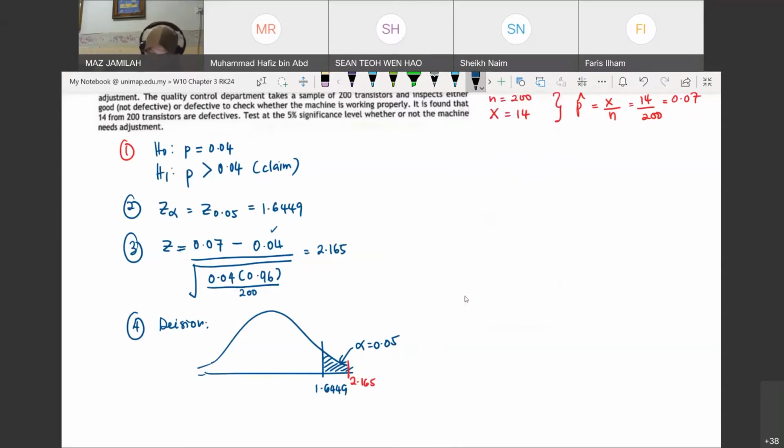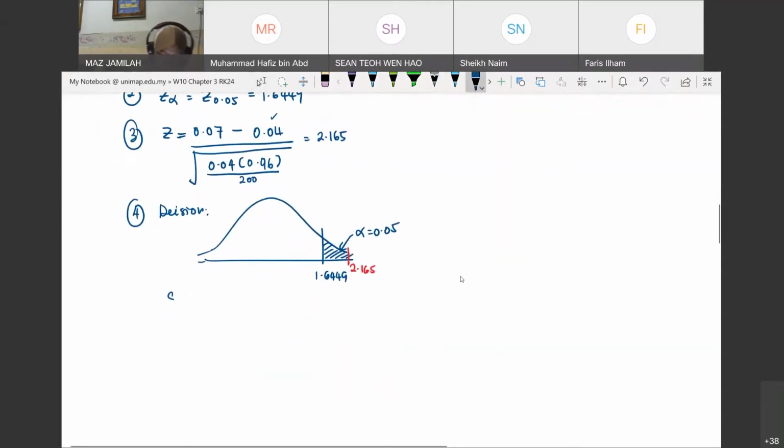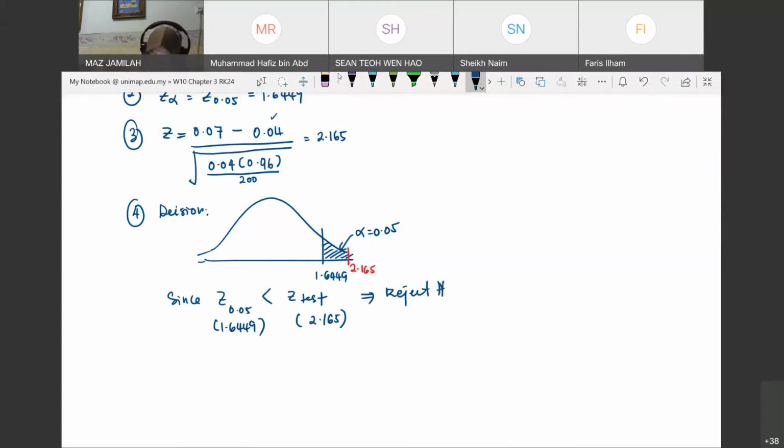So since Z alpha, or directly Z 0.05, is smaller than Z test, 1.6449 and 2.165, then reject the null hypothesis.